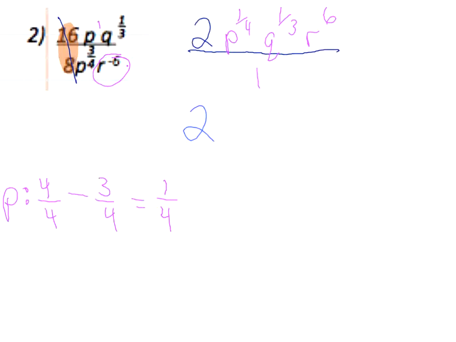Okay, so the 2 stayed the 2. Let's move on to the p to the 1/4. So the p would go inside. Your exponent's a 1. Your root is a 4. For the q, your exponent's a 1. The root's a 3.